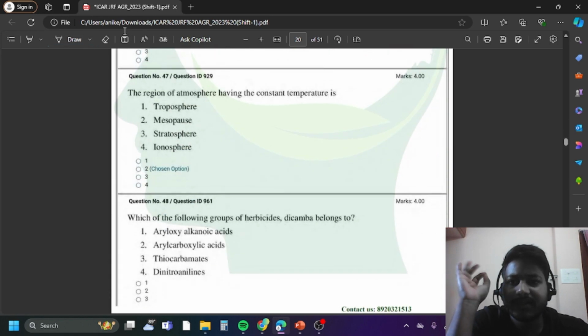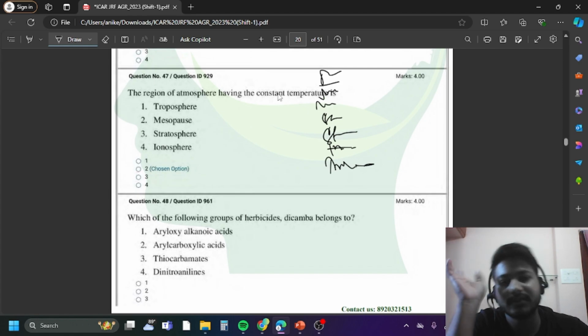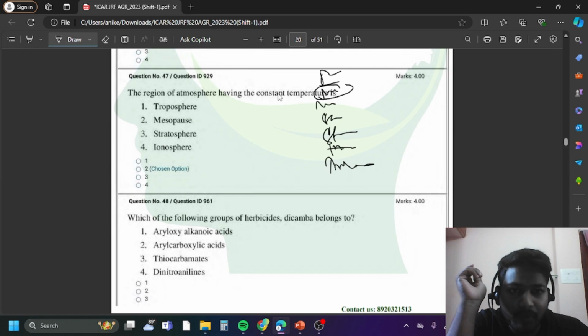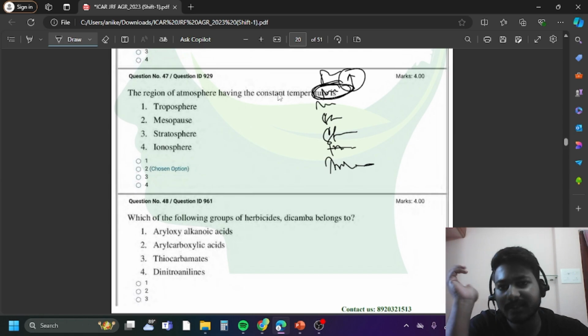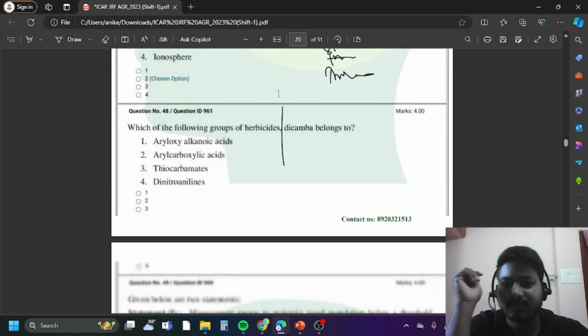Next question is, the region of atmosphere having the constant temperature. एटमोसफियर में ऐसा कौन सा रीजन है जहाँ पे कांस्टेंट टेम्परेचर होता है. So basically in the atmosphere we are having troposphere, after that tropopause, then stratosphere, then stratopause, then mesosphere, then mesopause, then the ionosphere or exosphere. So from the mesopause it will be very constant temperature, that is mesopause. Answer is mesopause. Okay, next we'll move.